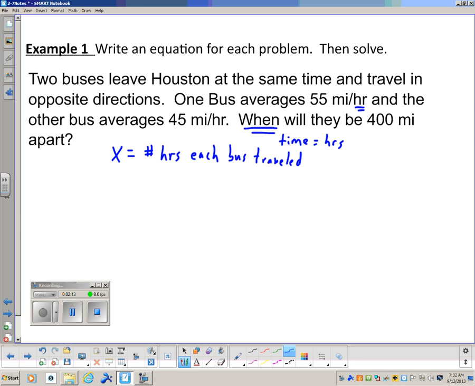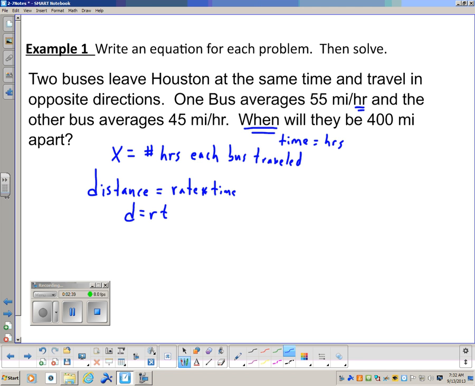And then you've got to know that there's a nice formula that has to do with distance, rate, and time. It's the distance formula for this one. Distance equals rate times time. So you multiply your rate times your time. The abbreviation for that is D equals R times T.